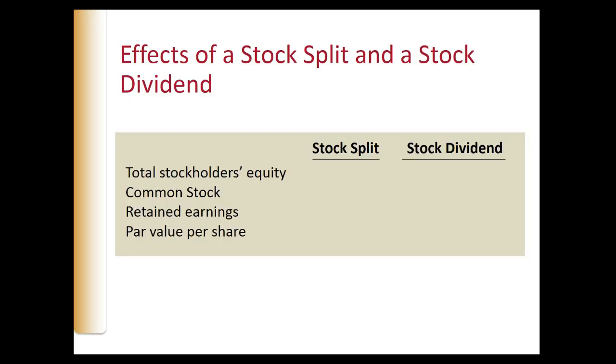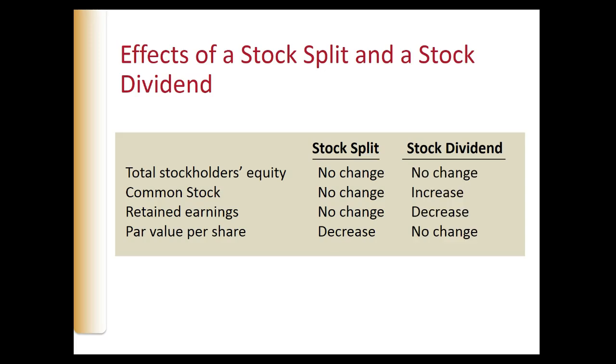This slide summarizes the effects of a stock split and a stock dividend. As you see here, there's no change in total stockholders' equity. In a stock split, there's no change in common stock, but there's an increase in a stock dividend. In regards to retained earnings, there's no change with the stock split, but there's a decrease with the stock dividend. And with a stock split, there's a decrease in par value, yet with a stock dividend, there is no change.